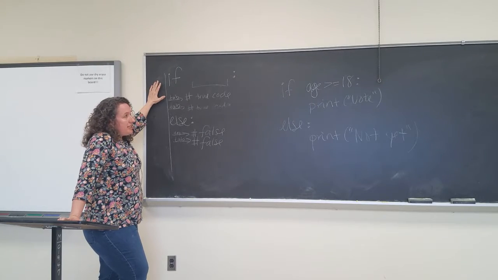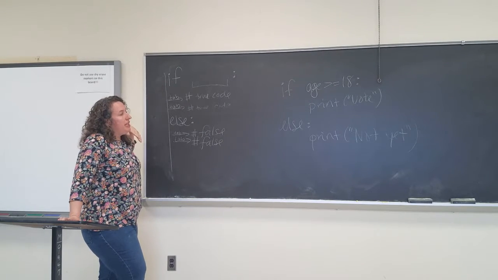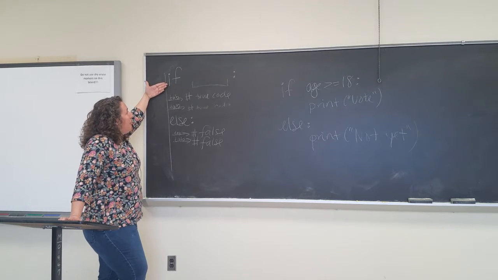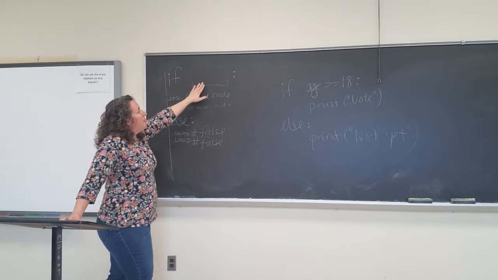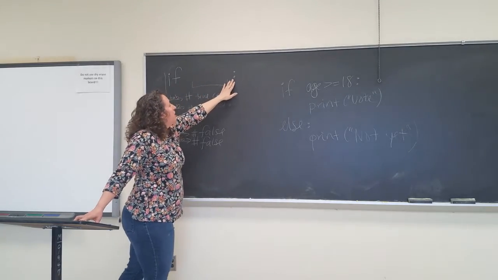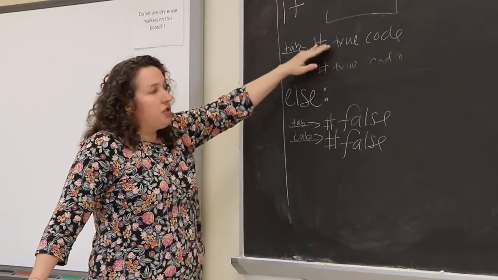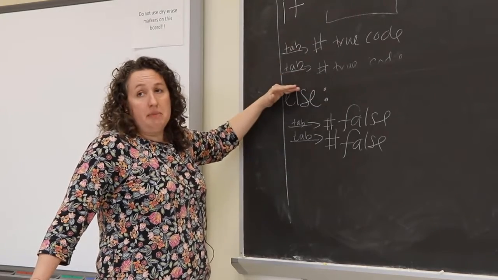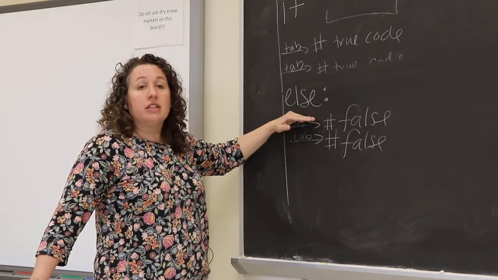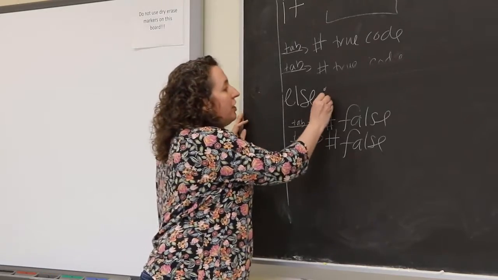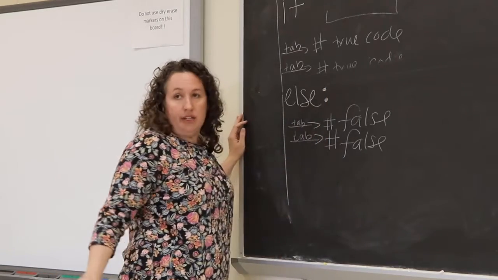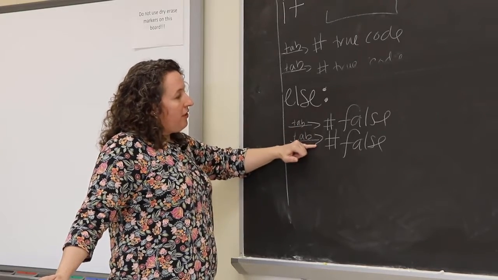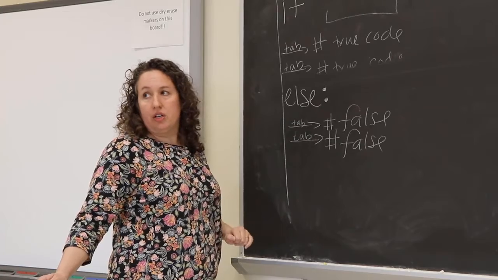For the else, sometimes we want there to be a false situation. When I set up my initial if, I have if, my Boolean expression, and then a colon. I have my tabbed over true code. After my true code has completed, I have the word else. Else is followed by a colon. Then I tab over for the false part of my code.